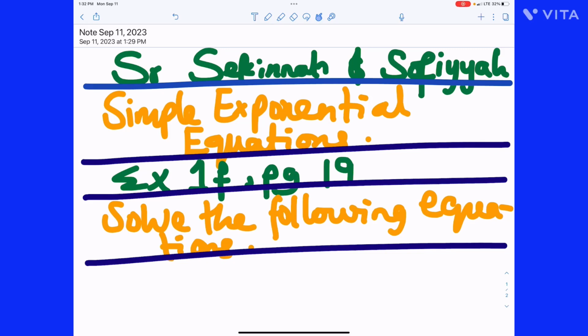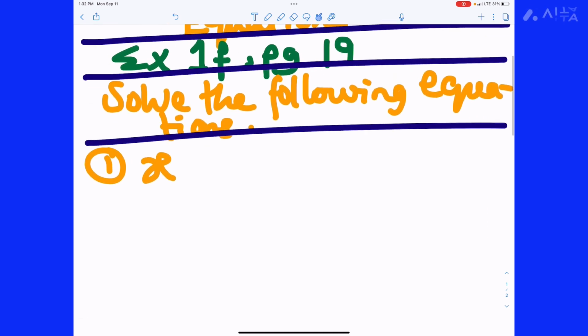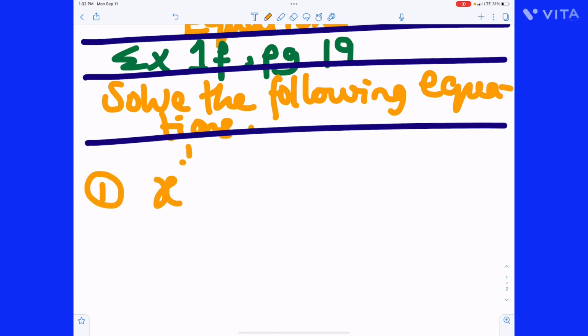Now, let's move to simple exponential equations in your general math. So, question 1 says, solve the following equations. Okay, the instruction says solve the following equations. Question 1, x raised to power half is equal to 2.